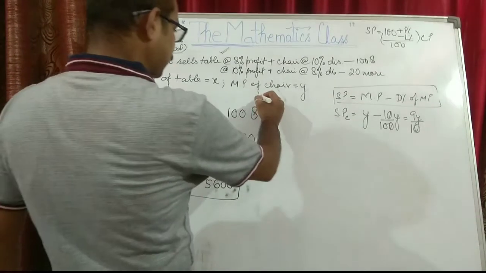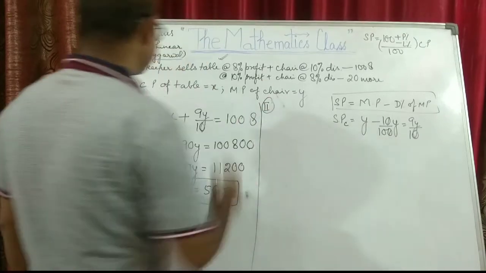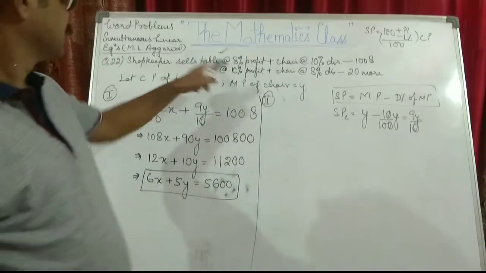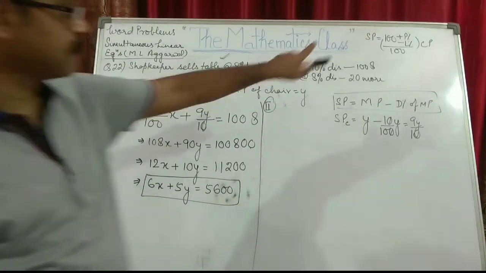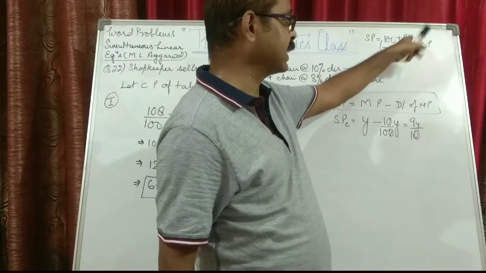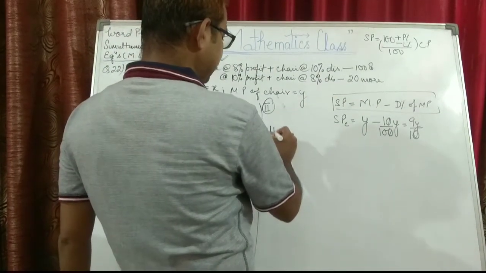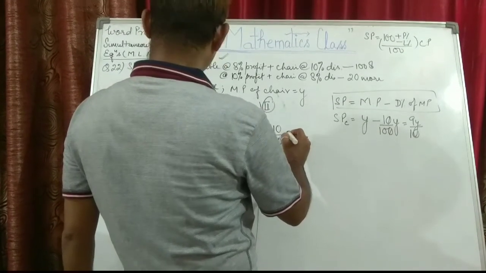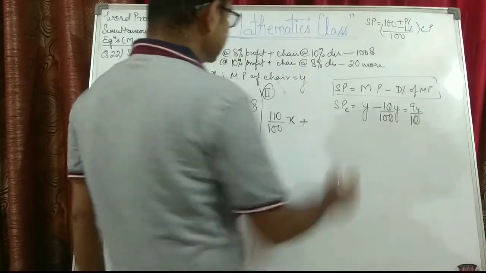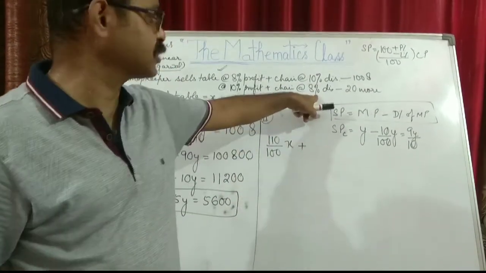Now let's see what is the second case. In second case, they say that shopkeeper sells a table at 10% profit. Now when profit is 10%, so 100 plus 10 upon 100 into CP. So 100 plus 10 is 110 upon 100 into CP. CP was X. Plus also he is selling chair at a discount of 8%.